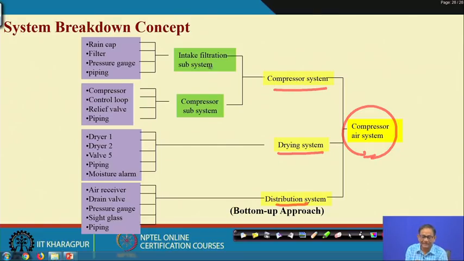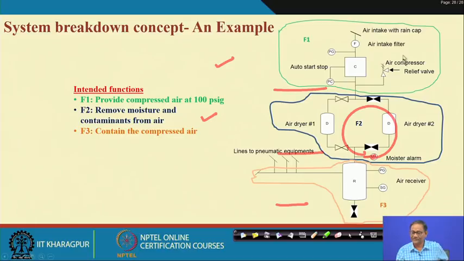So, the compressor system has an intake filtration subsystem and a compressor subsystem. The drying system has no further subsystem, it goes straight to the component level, and the distribution system is also at component level. Now, the intake filtration subsystem has rain cap, filter, pressure gauge, piping. The compressor subsystem has the compressor, control loop, relief valve, piping. So, rain cap, filter, pressure gauge and obviously all those piping.